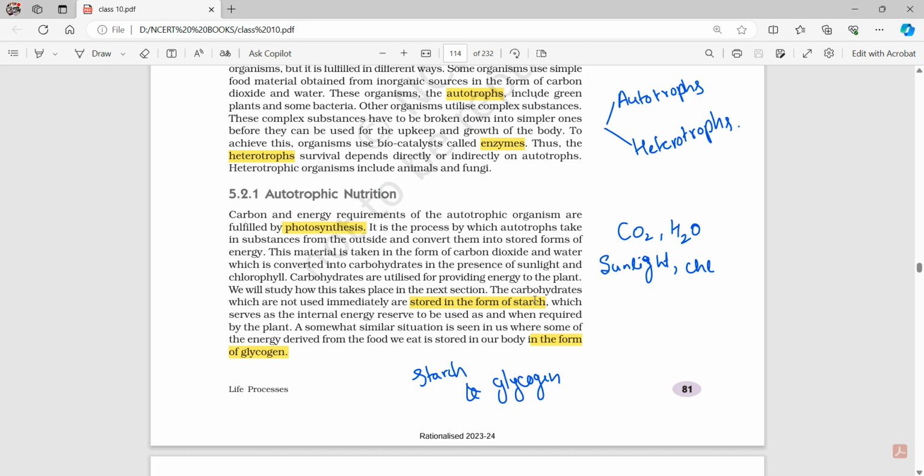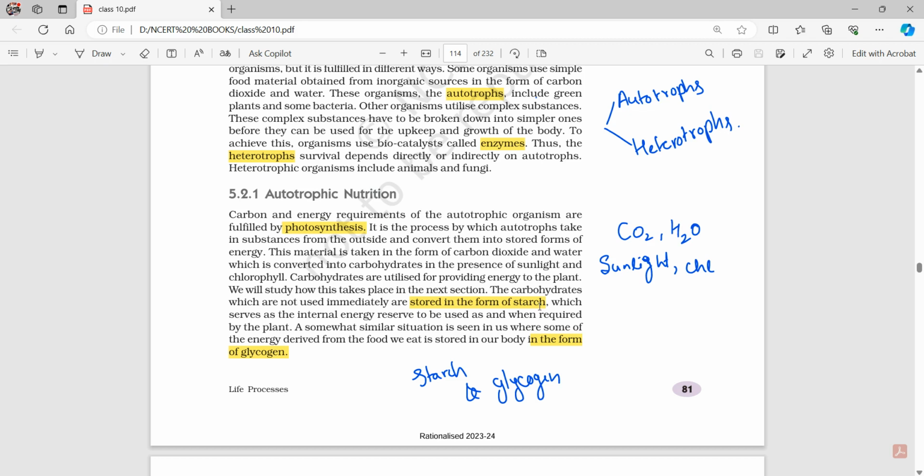5.2.1 Autotrophic nutrition. Carbon and energy requirement of the autotrophic organisms are fulfilled by photosynthesis. It is a process by which autotrophs take in substances from the outside and convert them into stored forms of energy. This material is taken in the form of carbon dioxide and water, which is converted into carbohydrates in the presence of sunlight and chlorophyll. Carbohydrates are utilized for providing energy to the plant. We will study how this takes place in the next section.